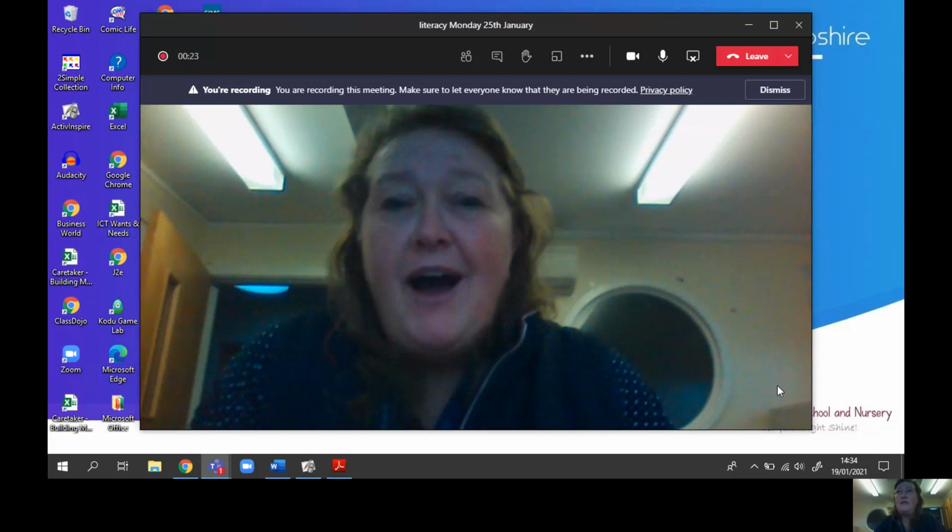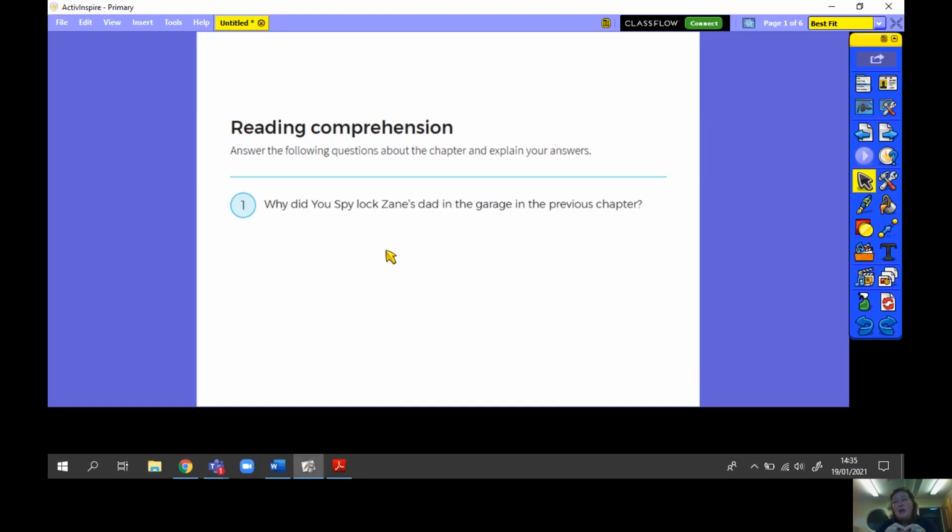Now, you might want to go ahead and find this answer yourself, but what I would suggest is you scan and skim for the word garage and try to remember, were they in the garage early on or late on in the chapter? So try to remember where in the chapter this might be, then find the right page and scan for the word garage, and then think, why did they lock him in the garage? I think you might know the answer, but just check it out. Okay. Then answer that in your book.